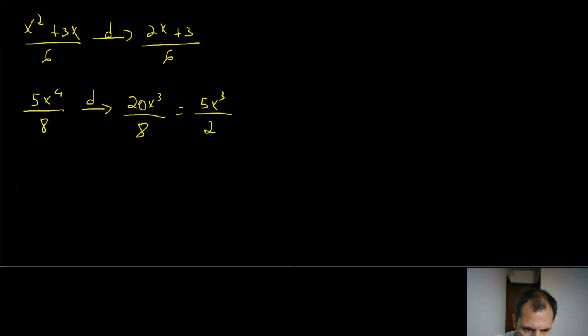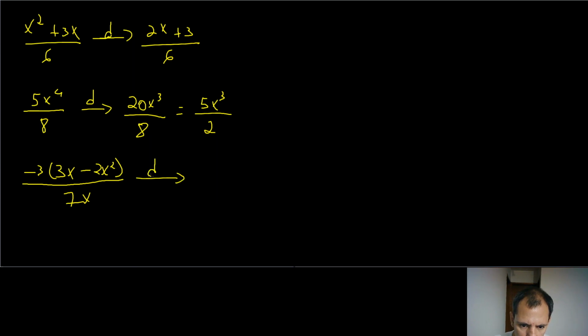Another one is minus 3x minus 2x squared divided by 7x. And it's asking you to differentiate this stuff. Okay. Now, since you got an x here in the numerator and an x in the denominator, you're going to have to use the division rule. Okay. But here's something that you can simplify, right?